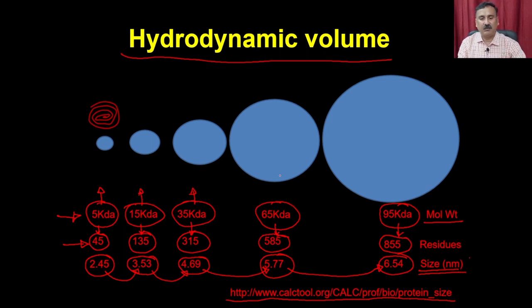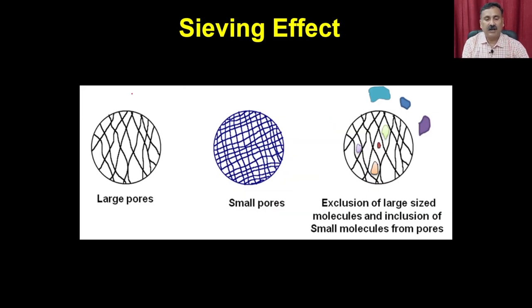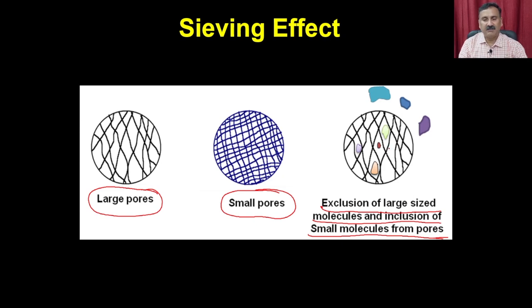Gel filtration chromatography separates a small ball from a large ball because it has the sieving effect. So what is the sieving effect? You have beads which have pores, and you can have large pores or small pores. When the molecules are loaded onto the column, either they enter into the pore or they are excluded from the pore. The exclusion of large molecules and inclusion of small molecules in the pores results in the separation of these molecules with the help of the sieving effect, which means it filters out the molecules in a reverse orientation.